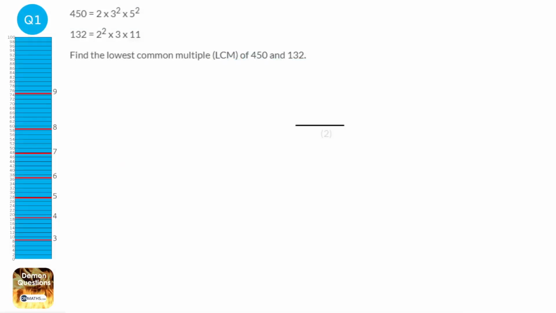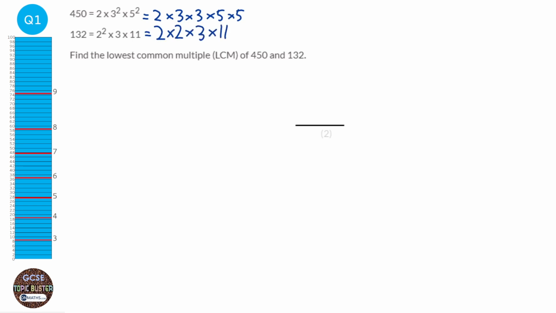This question seems a lot harder than it is. What I'm going to do is start by rewriting the prime factors, but without the squared. So 2 times 3 times 3 times 5 times 5. I'm going to do the same with the other lists as well. So 2 times 2 times 3 times 11.